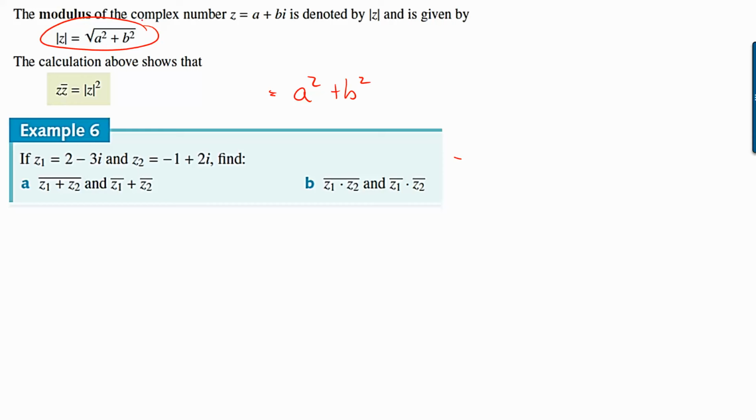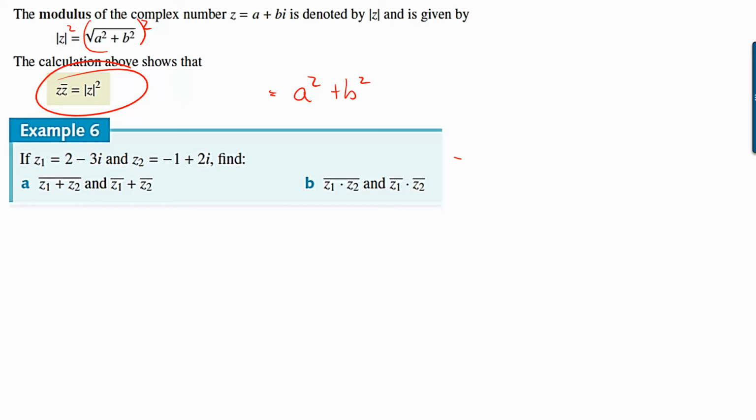Okay, so if I squared both sides, it makes sense. The square and the square root cancel out, and I've now got a squared plus b squared. So they're just saying that definition is that idea. When you multiply z by its conjugate, you're finding the magnitude. Okay? That's the idea.